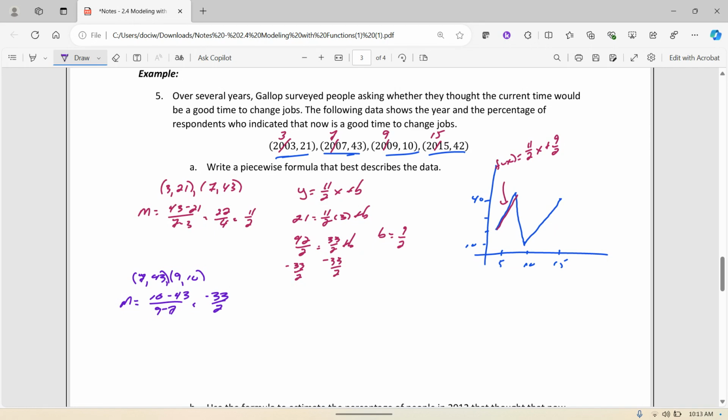So I'm going to pick my y. What do I want to use? Let's use 43 and 7. So 43 equals negative 33 halves times 7 plus b. I'm going to roll over to my desk now and get a calculator, I think.